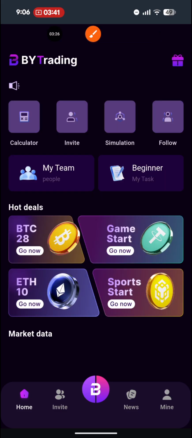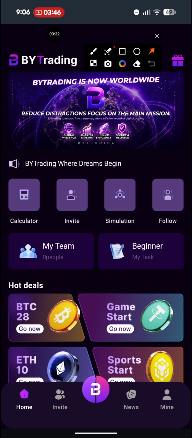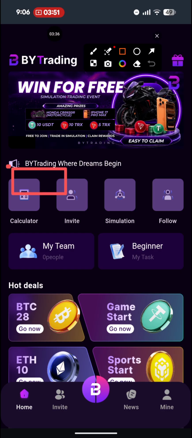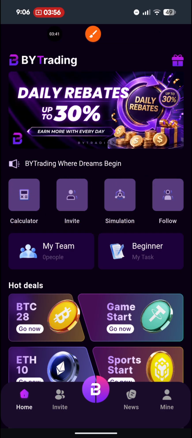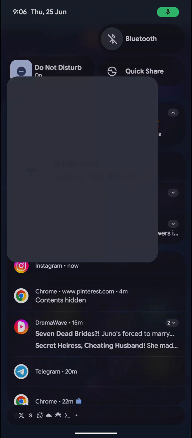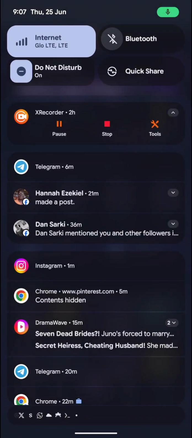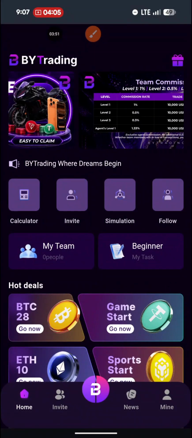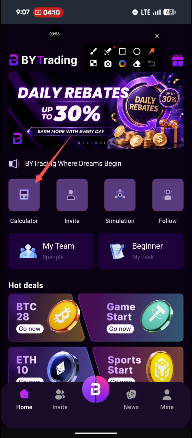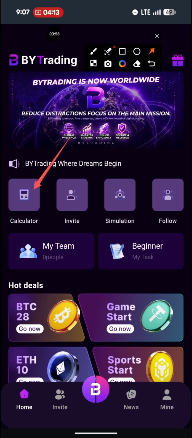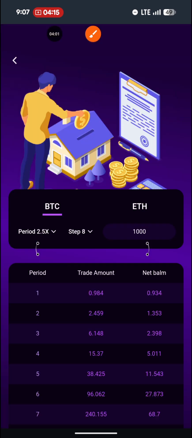Now let me start with the home button. When you click on the home button, you can see we have some options here. We have the calculator, we have the invite, we have simulation, we have follow. The most important thing in this place is the calculator, which I'm going to talk about before any other one. You understand? Now this is the calculator. Once you click on the calculator, it's going to take you to this page.